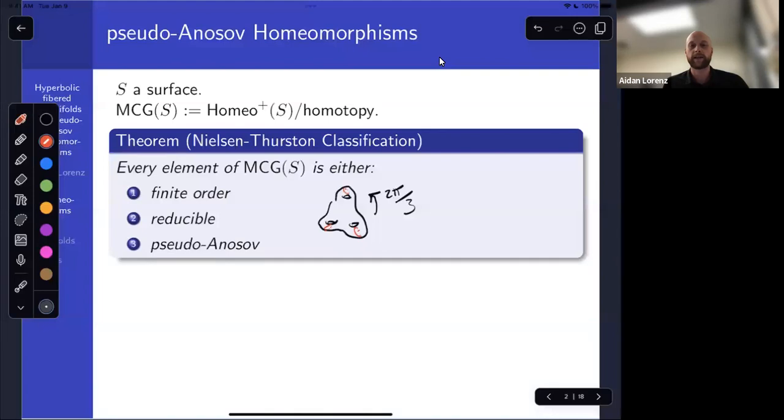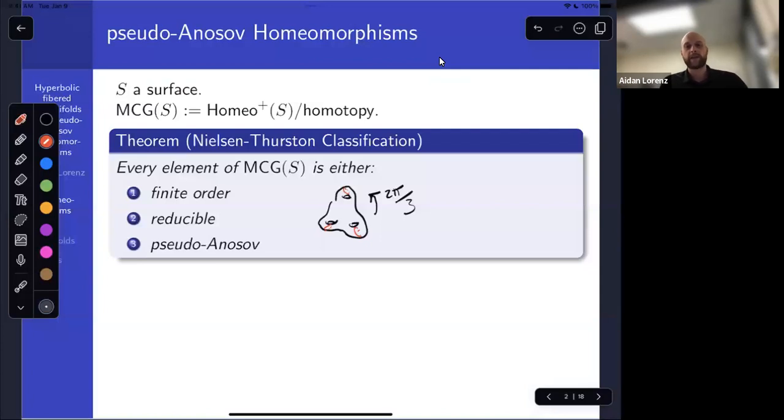And they're called reducible because the idea is that you can take one of these homeomorphisms, cut your surface along the reducing curves, and your homeomorphism is still a homeomorphism of the resulting surface, so you can reapply the classification there. And by the way, finite order and reducible are not disjoint. This homeomorphism I drew here is both finite order and reducible, but they're different in that there are finite orders which are not reducible, and there are reducibles which are not finite order. And the third option is pseudo-Anosov. One definition you can take for pseudo-Anosov is that it's anything which isn't finite order or reducible. So that's one nice way of understanding things.